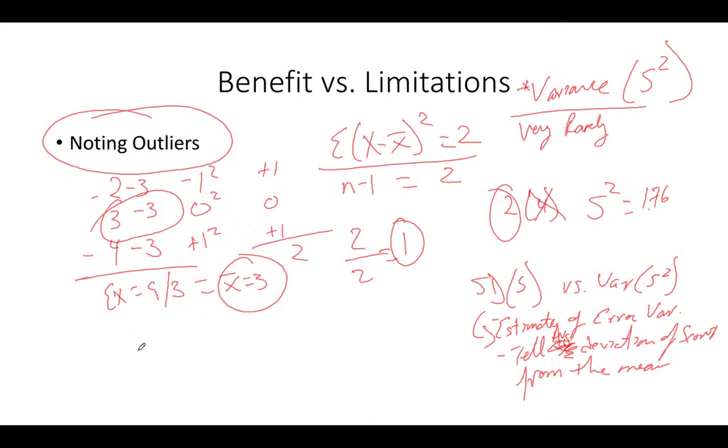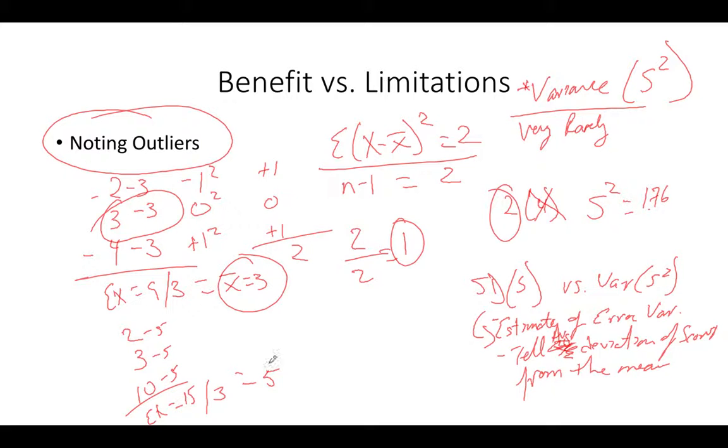But now let's include an outlier. So 2, 3, and we're going to put a value of 10. Here my sum of x is going to be equal to 15. So 15 divided by 3, because I still have a sample size equal to 3, is going to give me a value of 5 as my average. So 2 minus 5, 3 minus 5, and 10 minus 5.